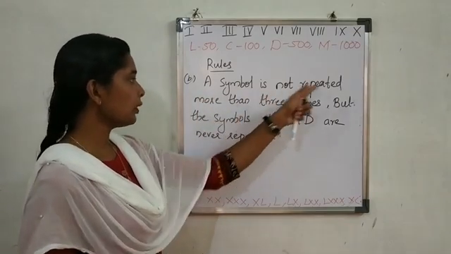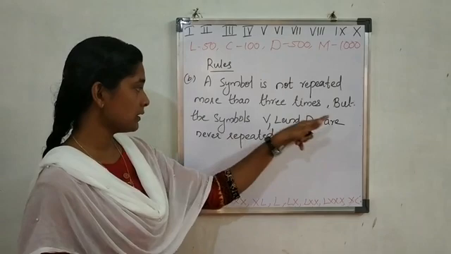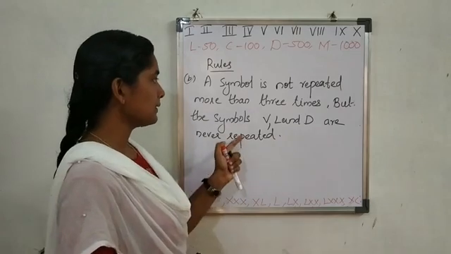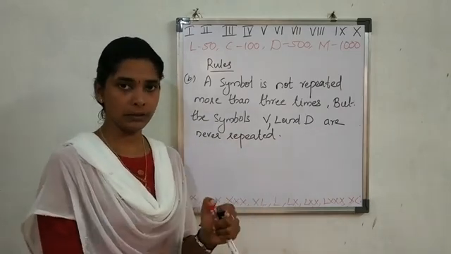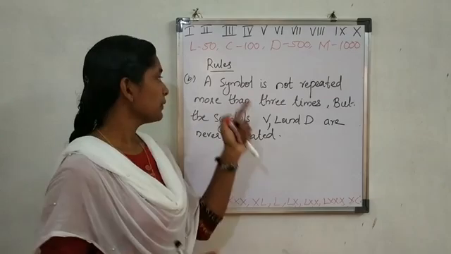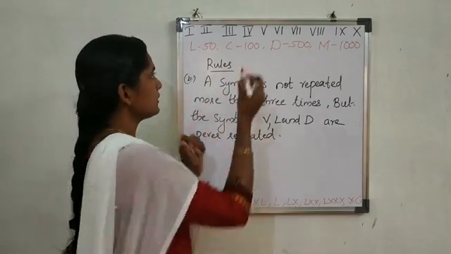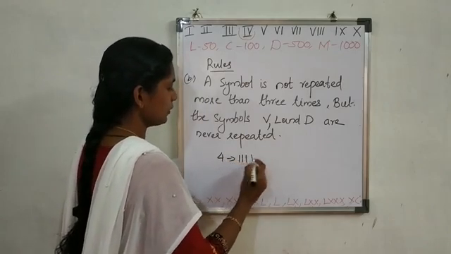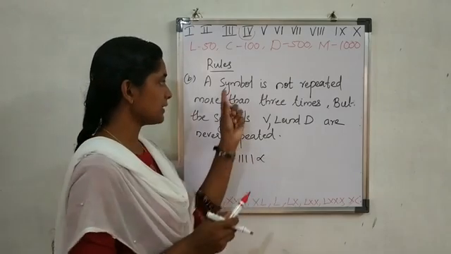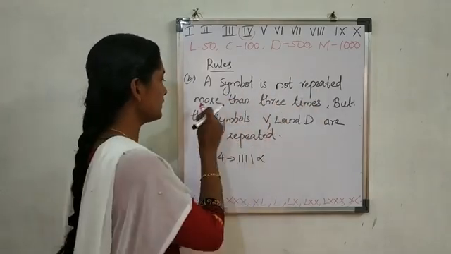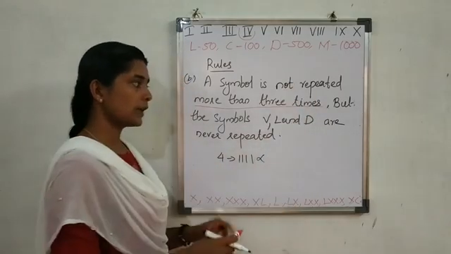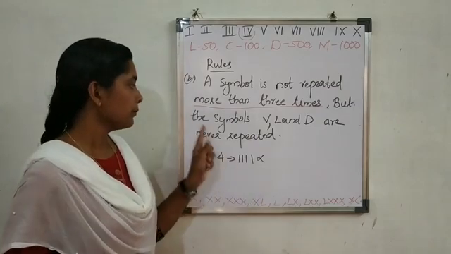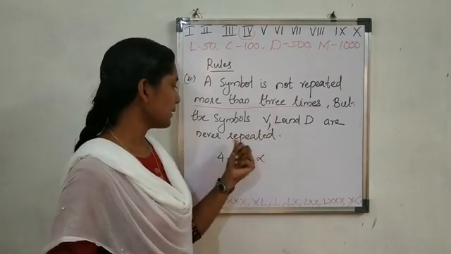A symbol is not repeated more than 3 times, but the symbols V, L and D are never repeated. In the first rule we said that a symbol can be repeated. Okay. 1, 2, 3. Then 4, how will you write 4? If I write 1 four times, that is wrong. That means a symbol is not repeated more than 3 times. The maximum number of times we can repeat it is 3, not more than 3. That is wrong. Okay. But the symbols V, L and D are never repeated.